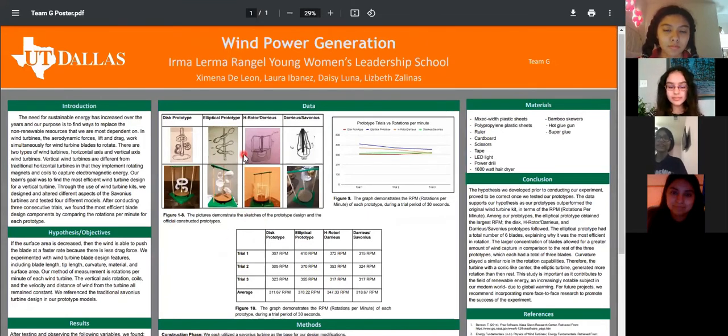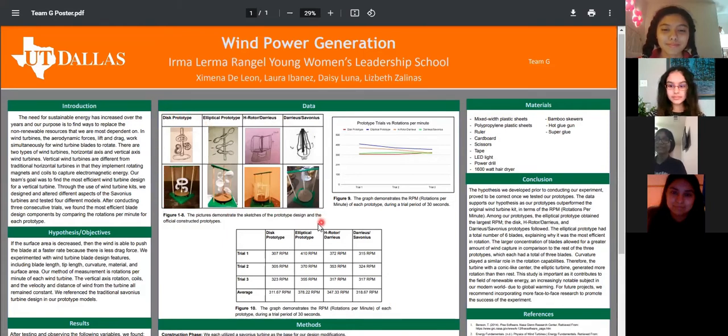In the data for our elliptical prototype, we utilized wooden posts for the structure and curved elliptical blades, allowing it to reach an RPM of 378.22. For our H-rotor Darrieus prototype, we used long extended vertical blades, which translated into an RPM of 347.33. For our Darrieus-Savonius prototype, we utilized slightly curved thin vertical blades close to the center, equating to an RPM of 318.67. For our disc prototype, we used 3 curved disc-shaped blades, allowing it to reach an RPM of 311.67.